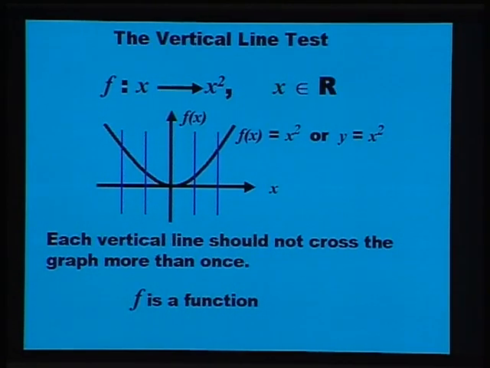So the vertical line test allows us to verify whether a relationship is a function or not. By drawing the graph and then drawing the vertical line, we verify that no vertical line must cut the graph more than once. And then we conclude that the relationship is a function. Let's consider another relationship. f(x) equal to plus minus square root of x. And the domain here consists of all positive real numbers, including 0.